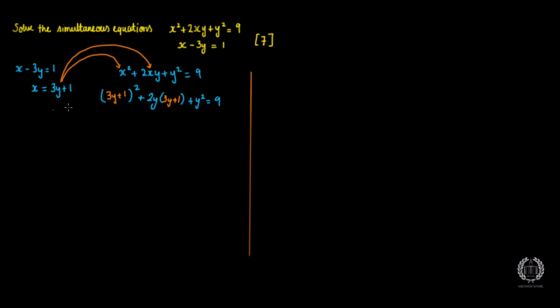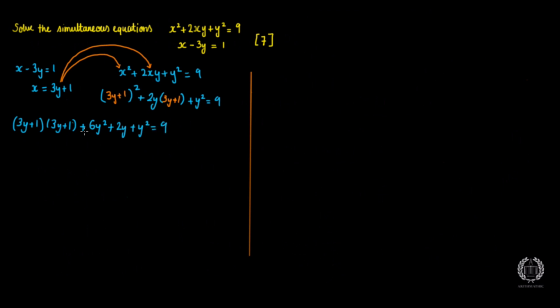So what this basically means is, this 3y plus 1 whole thing squared means I'm going to expand the bracket, and the way I'm going to expand this bracket is basically 3y plus 1 times by 3y plus 1. That's what 3y plus 1 squared means. You're timesing it by itself. Plus, now I'm going to expand this bracket. 2y times 3y is 6y squared. 2y times 1 is 2y. And then plus y squared is equals to 9.